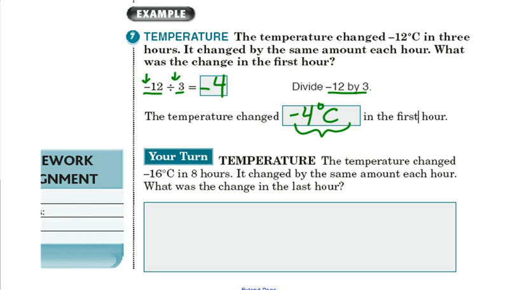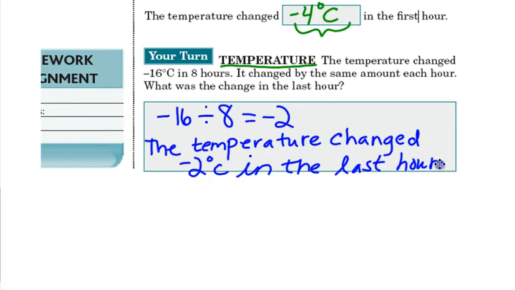So now your turn. Temperature. It's the same kind of problem. So try and figure this one out. Pause it. See if you get it right. Okay, so you should have gotten negative 16 divided by 8 to get us a negative 2. Now our answer isn't just negative 2. You have to put it in a full sentence. The temperature changed negative 2 degrees Celsius in the last hour. Notice the difference. This one's the last hour. This one's the first hour.